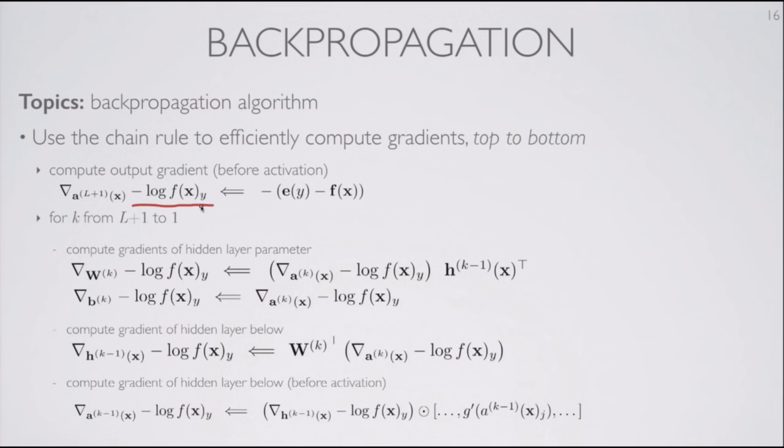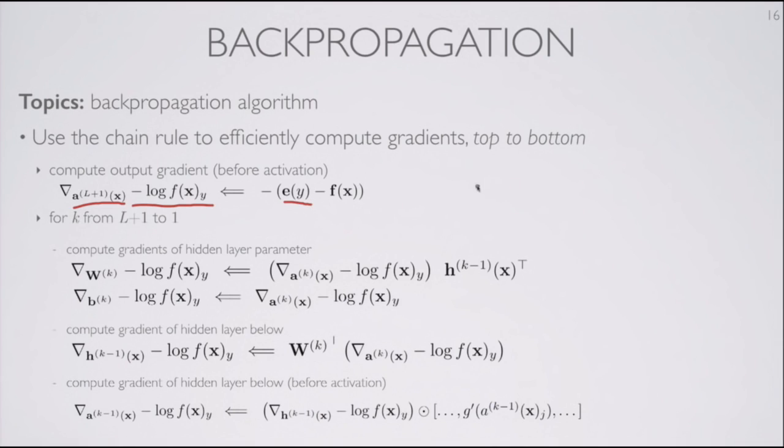And actually, it's more convenient to compute the loss with respect to the pre-activation. It's actually a very simple expression. So that's why I have the gradient of this vector a l plus 1, the pre-activation at the very last layer, of the loss function, which is minus the log f of xy. And it turns out this gradient is super simple. It's minus e of y. So that's the one-hot vector for class y.